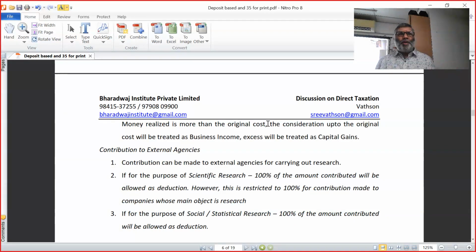It will reduce from the block value. Yeah, that we will do once.